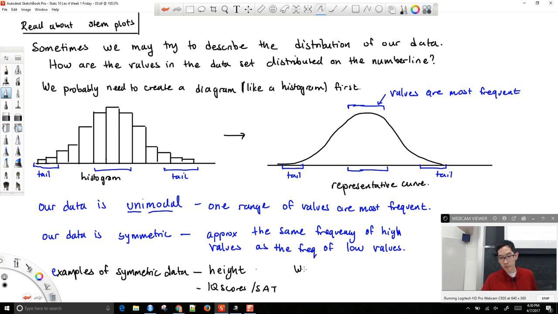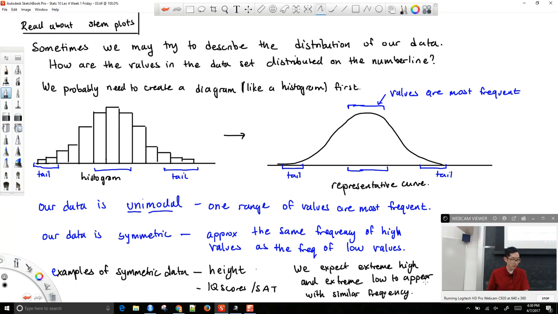We expect extreme high and extreme low to appear with similar frequency. Okay, so that would be symmetric.